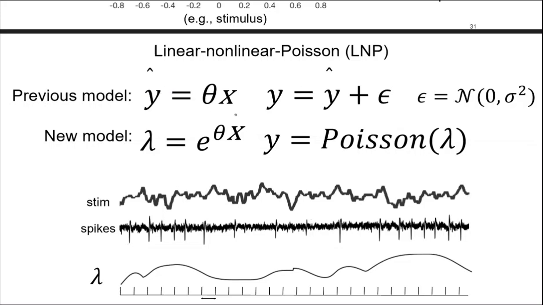So we have the previous model, and we're going to convert it into this gamma, which is equal to e to the power of theta x. Then y is the predicted plus the error. This is the residual, it's the actual data, and the actual data is going to be Poisson of gamma. Gamma is really representing the probability of firing, the firing rate, in other words.